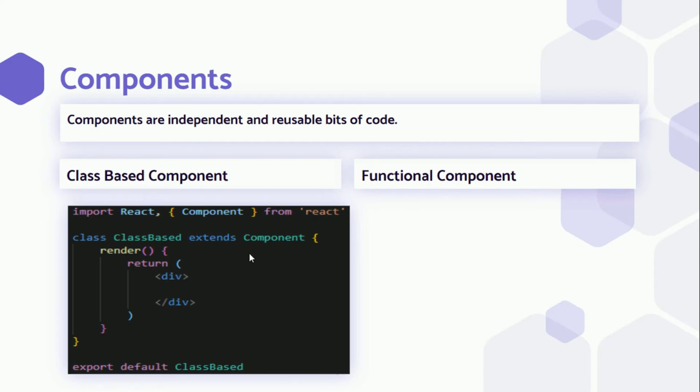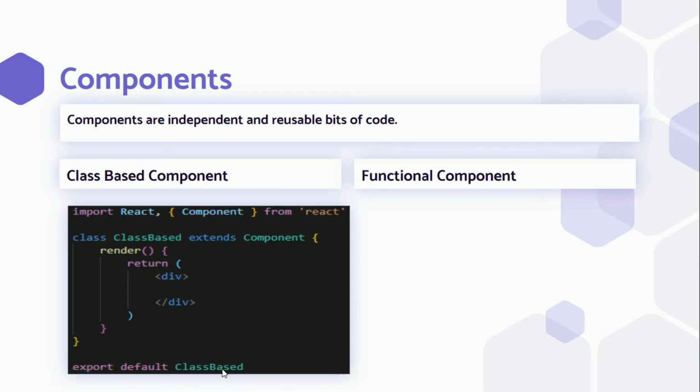And after that we have to wrap everything inside the render method. So in a class-based component, we have to keep in mind that we have to extend Component and everything should be wrapped inside this render method. Inside this render method, we are returning the JSX. And at the bottom, we are exporting it as a default export.